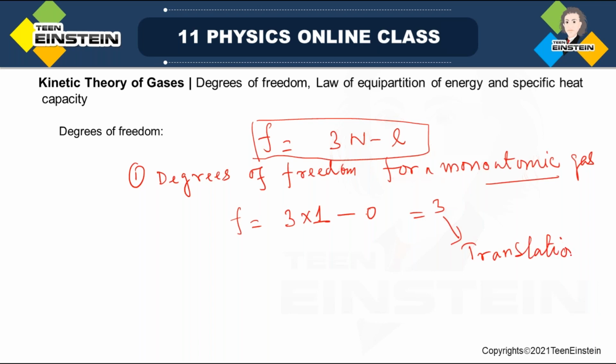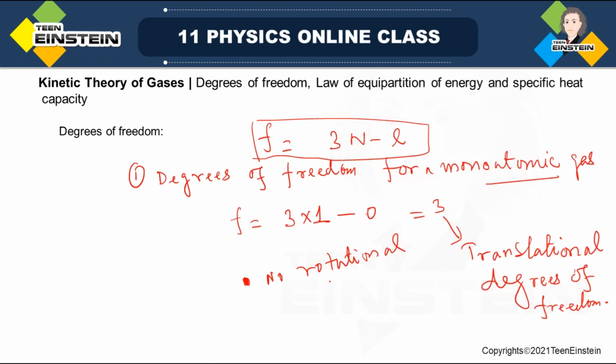All three are translational degrees of freedom, because a monoatomic gas does not have any rotational degrees of freedom. Degrees of freedom can sometimes be written as DOF, and it does not have any vibrational degrees of freedom.